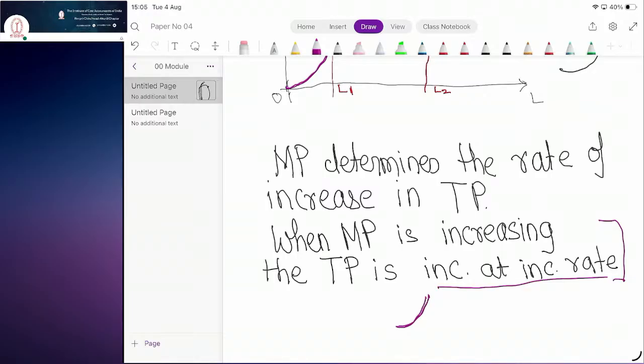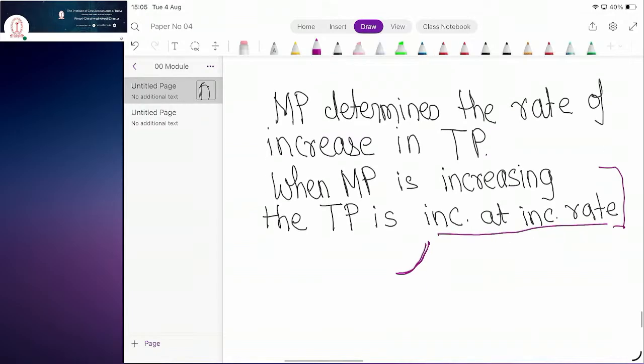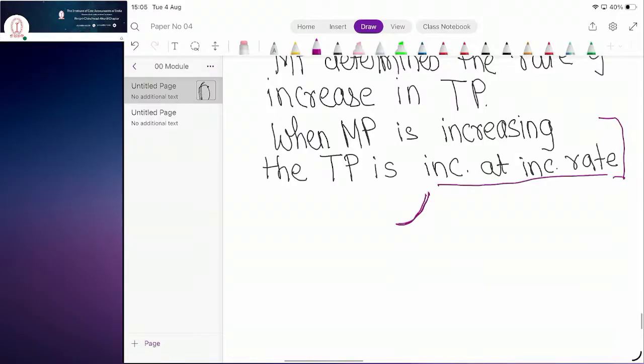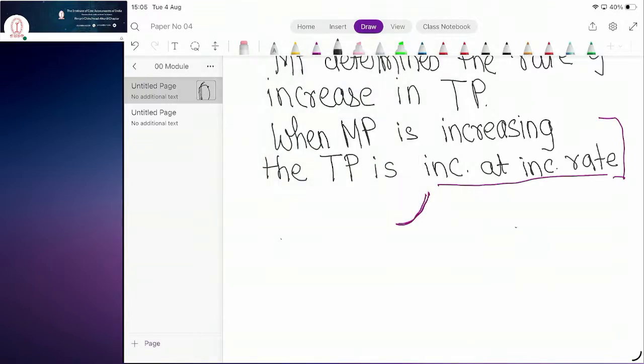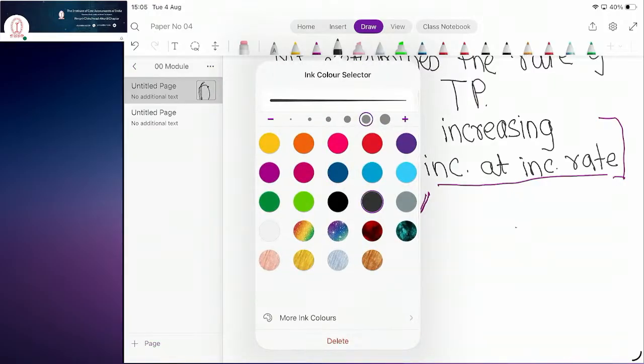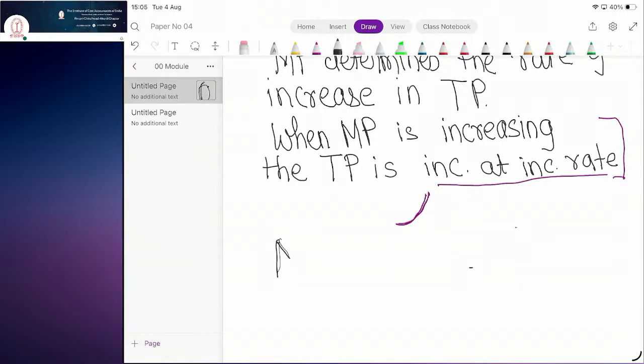Okay. Now the next thing you write down: when marginal product is positive, but decreasing.